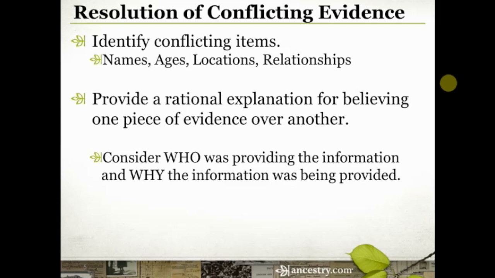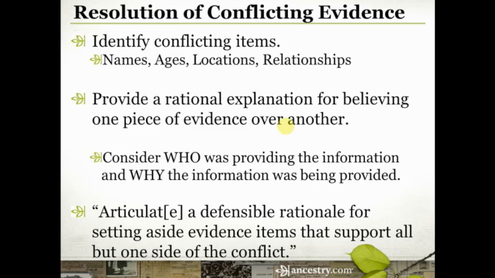If somebody is joining the military and all of a sudden their age is 2 years older, well, you know why that information is being provided. They're providing their birth date so that they can join the military. And if that conflicts with every other piece of information you have about their birth date being 2 years later, well, that's a pretty good, quick, easy way to resolve that piece of conflicting evidence. They were lying about their age in order to join the military. Okay, but you have to be able to compare all the pieces of evidence and give a rational explanation for believing one piece of evidence over another. Okay.